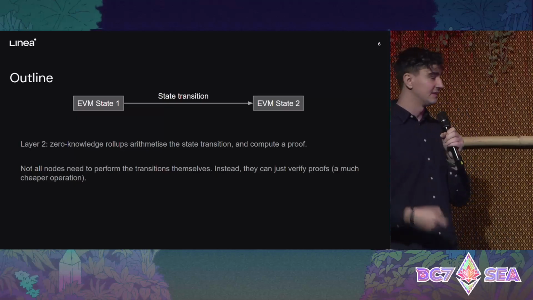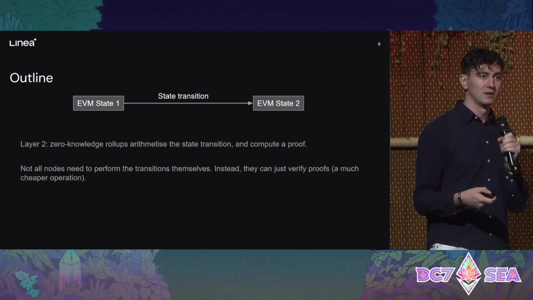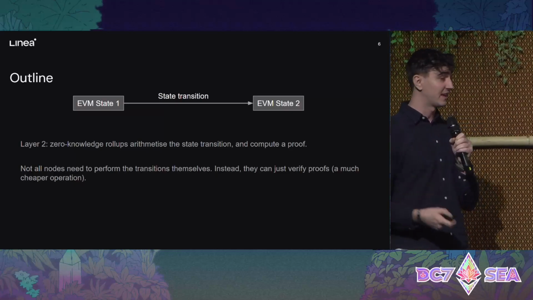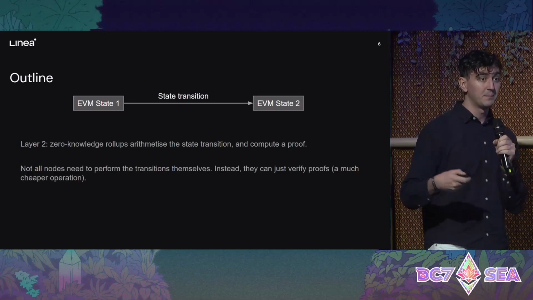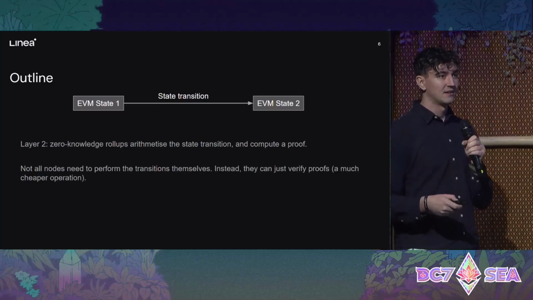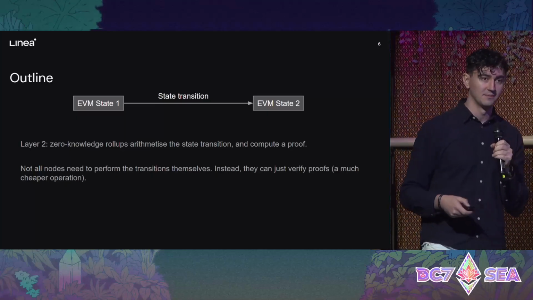Why this is useful is that not all nodes will have to perform the state transition themselves. They can just verify the proof. And since verification will be by design a very cheap operation, the overall system is going to be quite efficient.